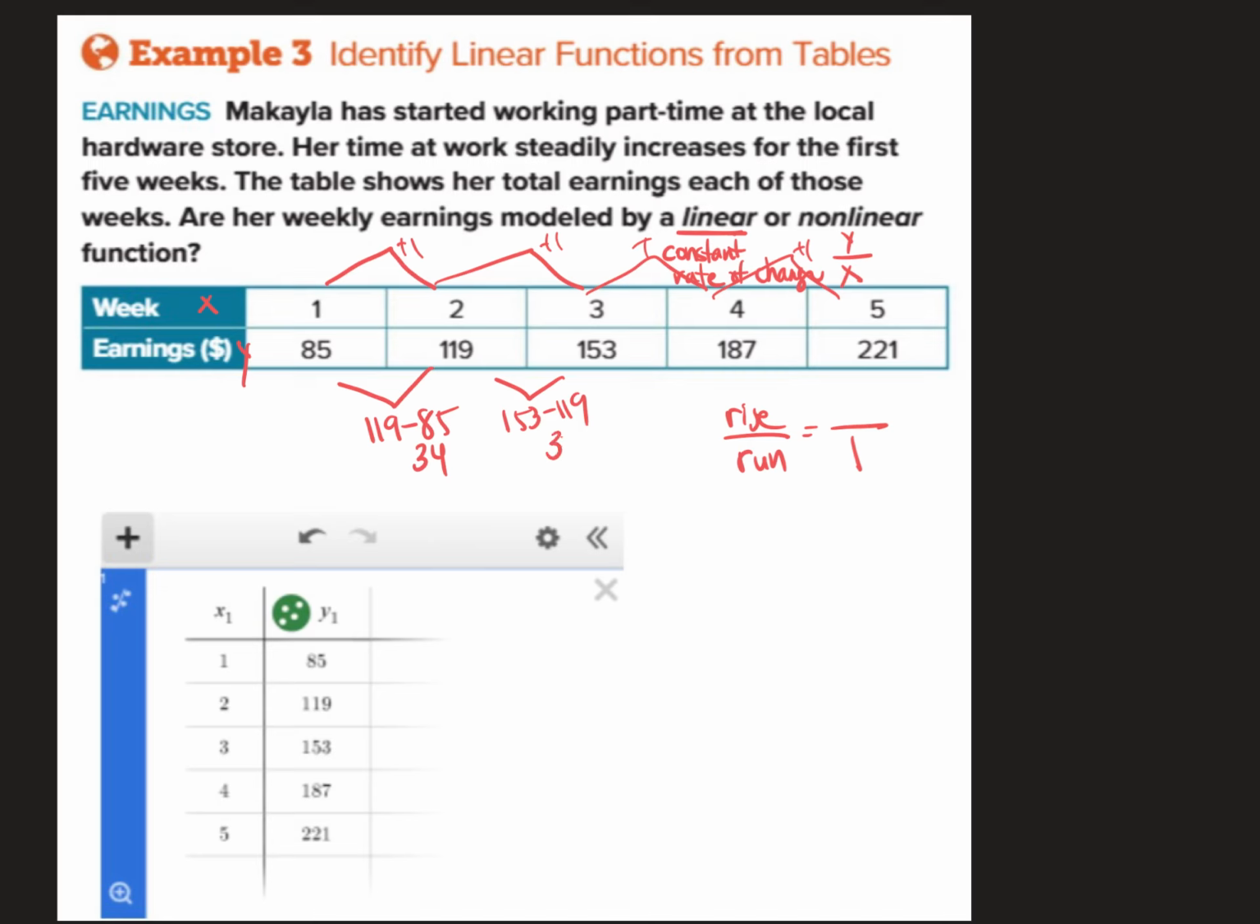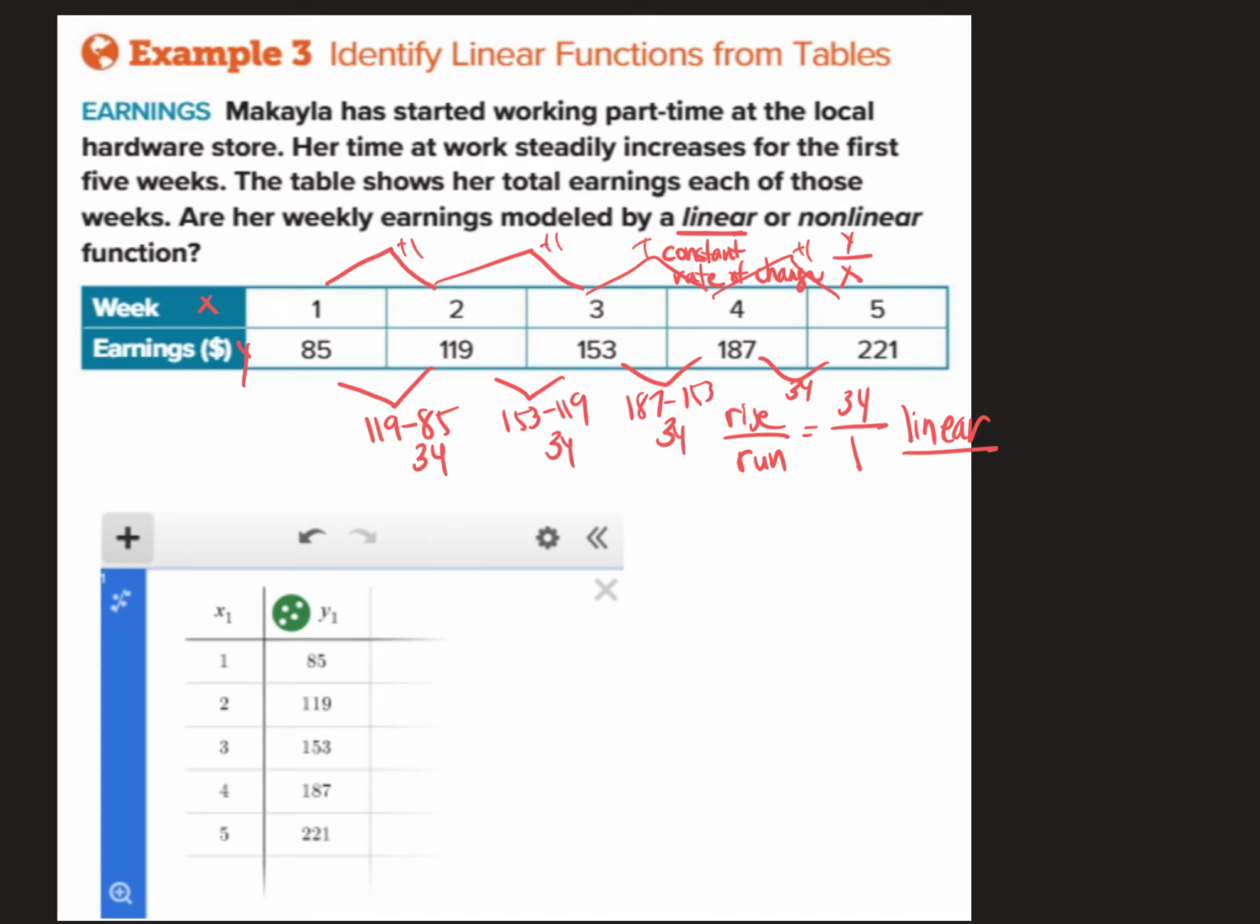That is 34. Interesting. And then I do 187 minus 153. That is also 34. And one more time, I'm just going to type that in the calculator, and you do not have to write the difference. But please write everything that I write down. 221 minus 187. That is 34. So this is modeled by a linear function because there is a constant rate of change.